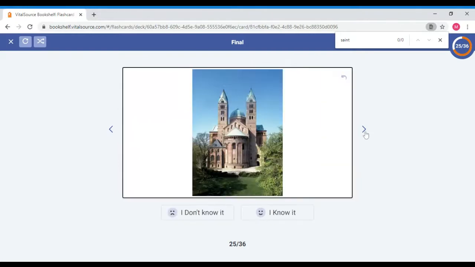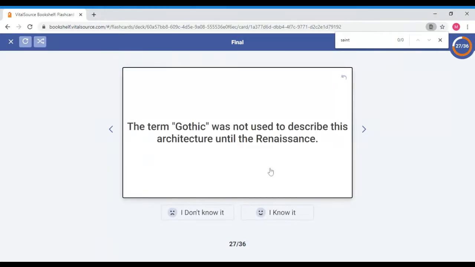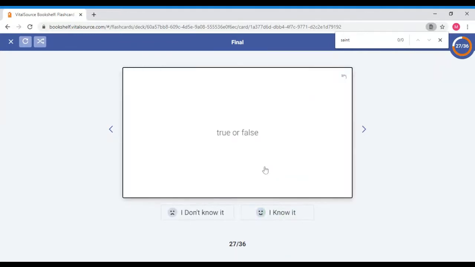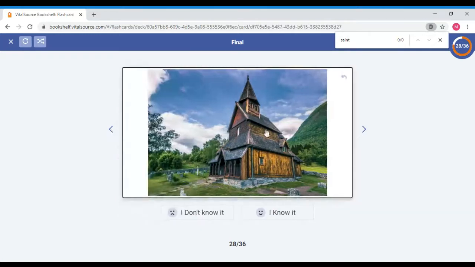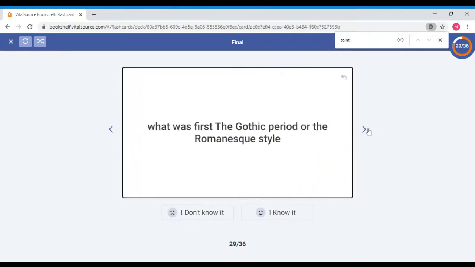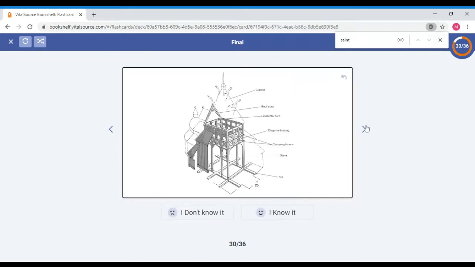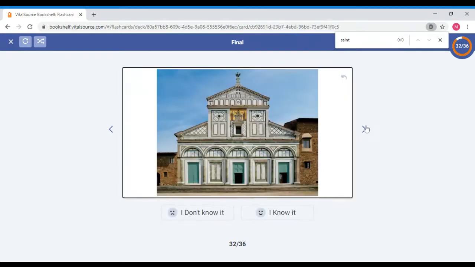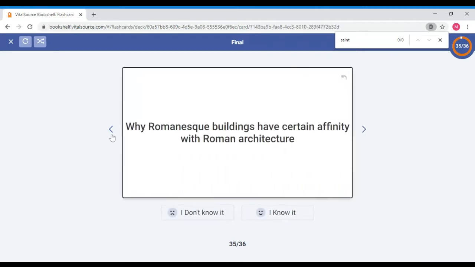What is the purpose of that building? Okay, gargoyles. What are they? I talked a little bit about that. The term Gothic was not used to describe this architecture until the Renaissance. Is this true or false? I mentioned it also during the lecture. Which was first, the Gothic period or the Romanesque? Hopefully you know this. I think that's pretty much it. I don't think there's another one.